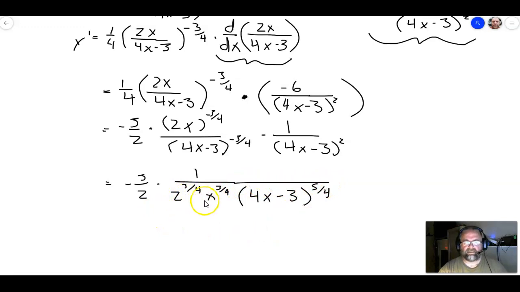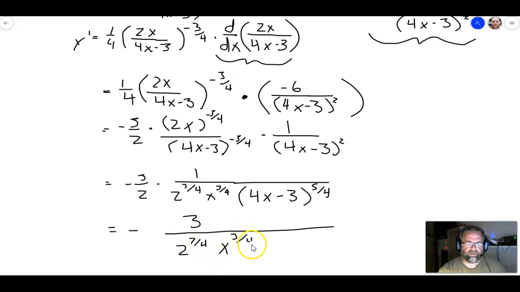And really the last thing, if you want to match the book's answer here, is we'll have a negative, we'll have the 3 on top. The 2 times the 2 to the 3/4, you just add the exponents. So you just add 1 plus 3/4, which is 7/4. So on the bottom, you're going to have 2 to the 7/4 power times x to the 3/4 power times 4x minus 3 raised to the 5 over 4 power. So don't forget the negative out there. And this one is done.